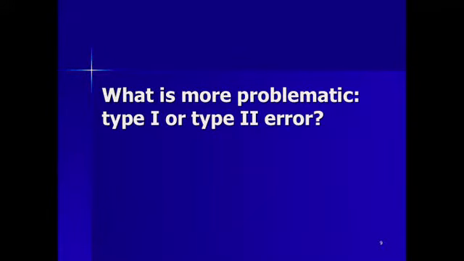So what do you think is more problematic, type 1 error or type 2 error? Well, it depends. Would it be worse to give a class an intervention that wasn't effective? All right, so I think this intervention is going to be effective, but it's not. That's a type 1 error. Or would it be worse to withhold an intervention that would be effective? Type 2 error. This would have made a meaningful difference, but I didn't provide it.